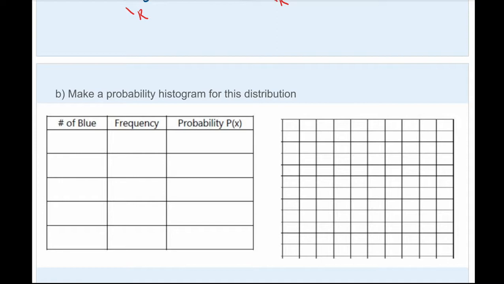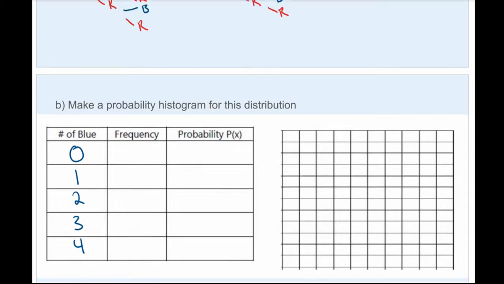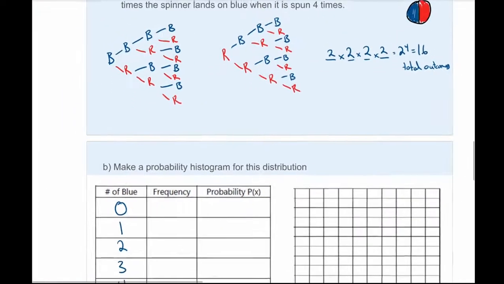So there's going to be 5 different scenarios in this case for landing on blue. Either we land on 0, we get 1, 2, 3, or 4 blues, depending on our outcomes. And we can see all these outcomes back up here as well. Let's zoom out a bit.